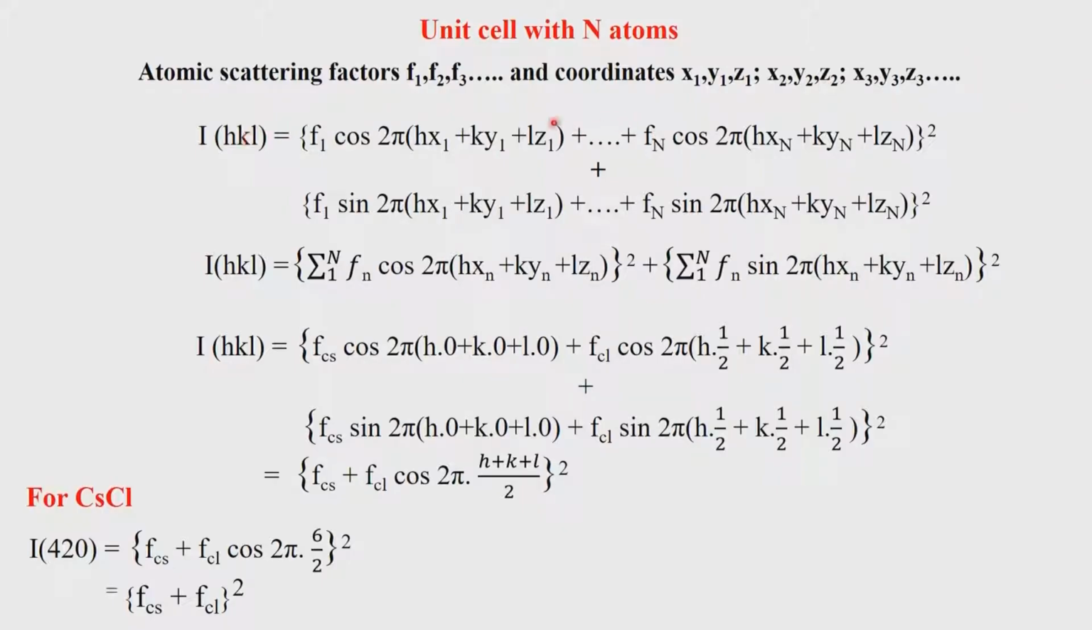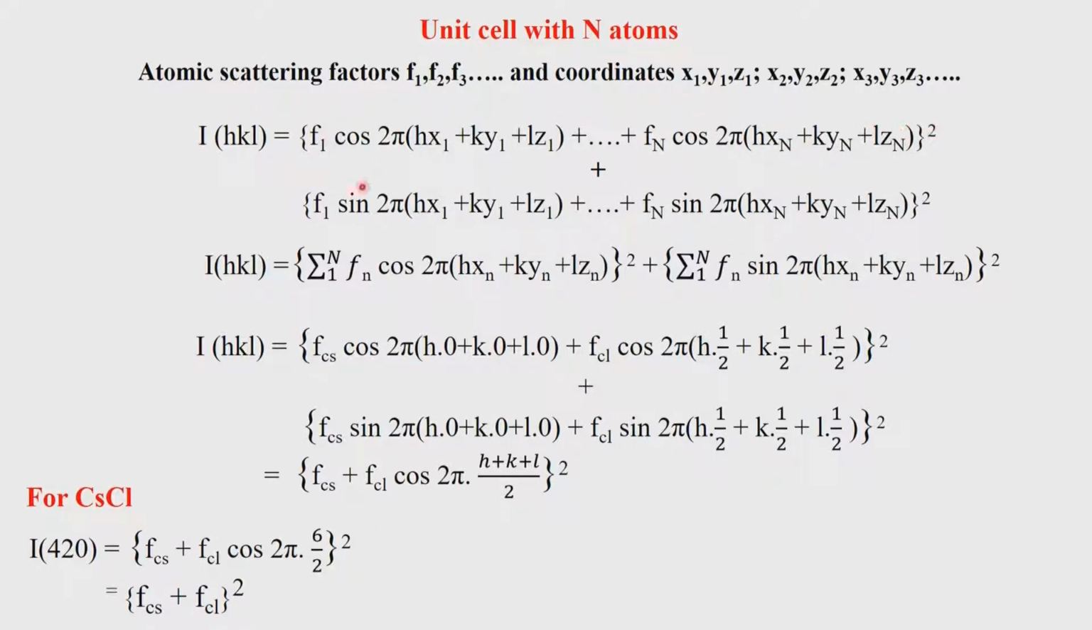Now, remember the I of HKL expression should contain contributions from every one of these items, and therefore we have F1 cosine 2 pi. Now, this is the phase change, we have already calculated the phase change to be 2 pi times Hx plus Ky plus Lz. Now, the atom is at x1, y1, z1. So, we get this first term as F1 cosine 2 pi (Hx1 plus Ky1 plus Lz1) plus etc. for the second, third, fourth atom until the nth atom, Fn cosine 2 pi (Hxn plus Kyn plus Lzn), whole square. Notice that it has to be whole square. This is the cosine term.